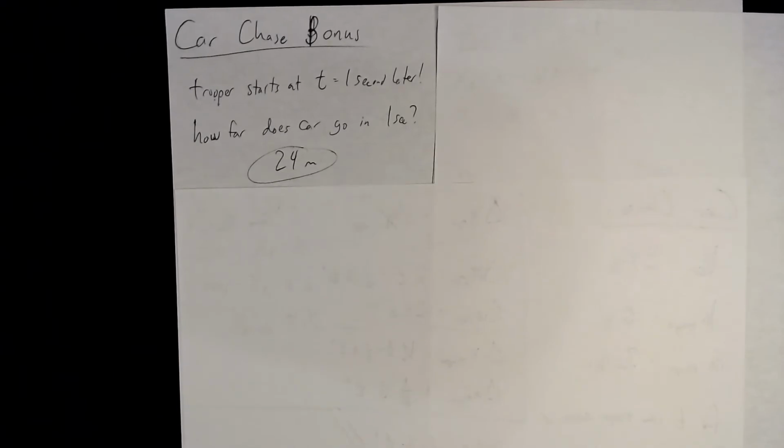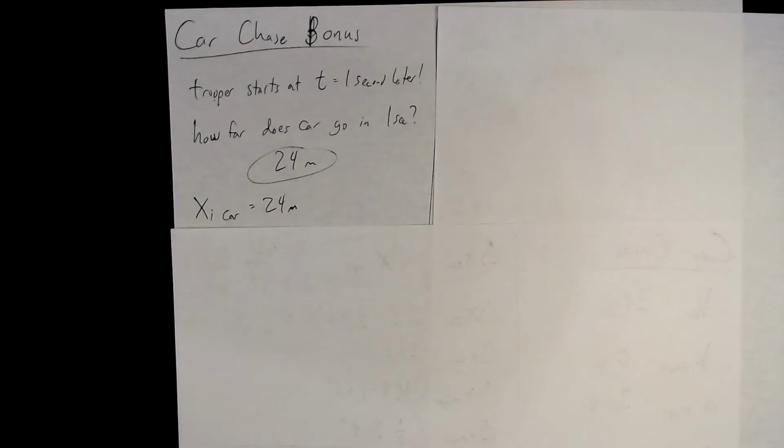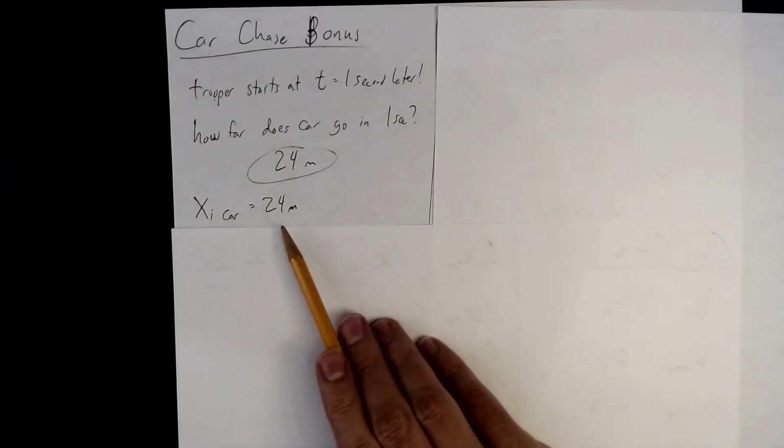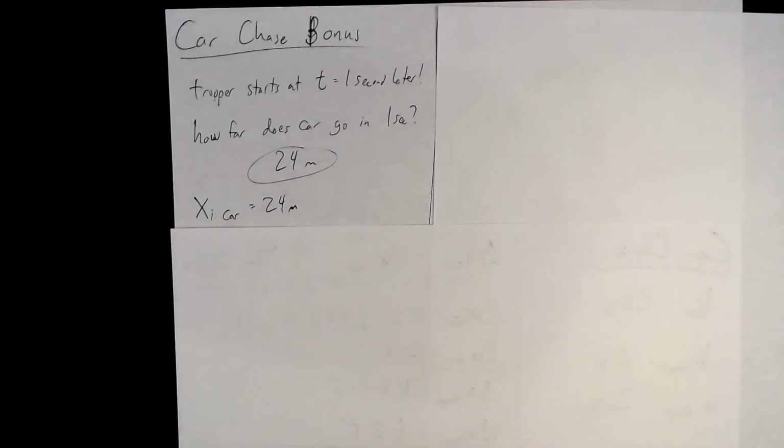If we start our timer, let's say that we have a stopwatch or something, and we start that stopwatch the moment that the trooper starts moving, then the initial position of the car is not 0, it's 24 meters. The car starts off at 24 meters, if we start the timer at the moment that the trooper starts moving 1 second after the car passes by. Okay, what can we do with x initial?